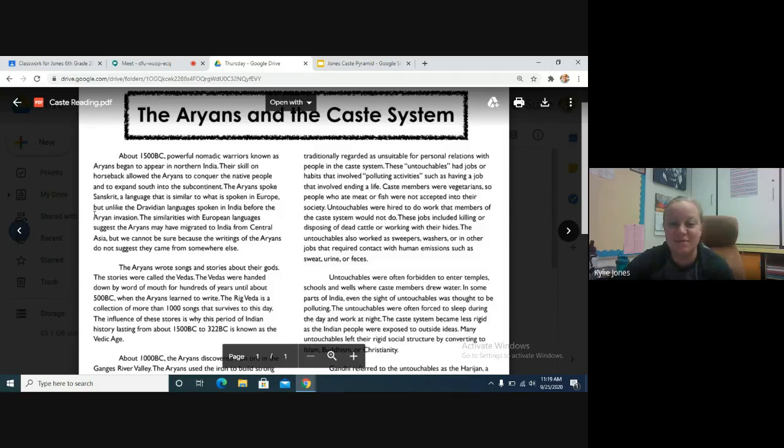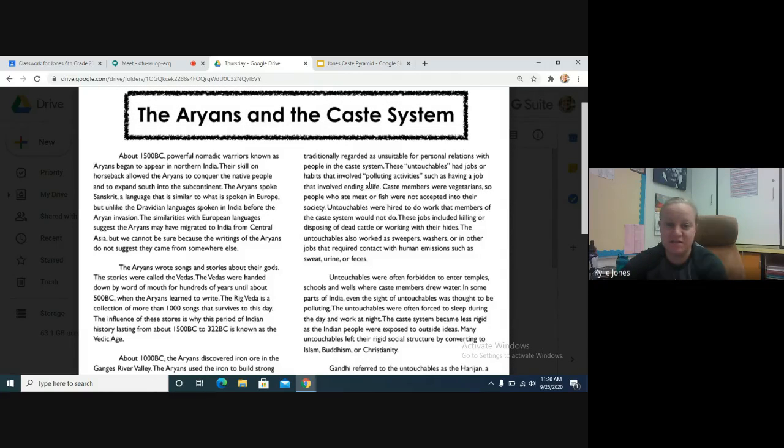Caste members, each level, no matter what, were vegetarians. So people who ate meat or fish were not accepted into their society. I'm a vegetarian, I don't know if you guys know that about me. I don't eat meat or fish. Basically, if our classroom were a caste system, I would be the best person here because I don't eat meat, and I wouldn't even let you guys come in my classroom because you all eat meat, I'm assuming.